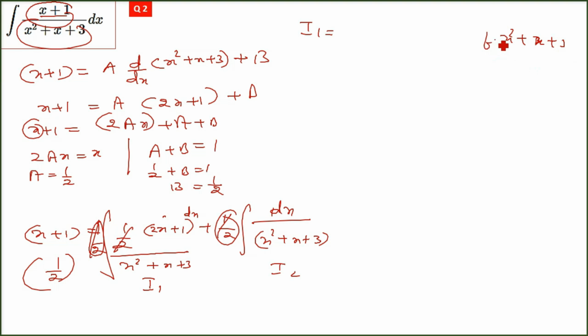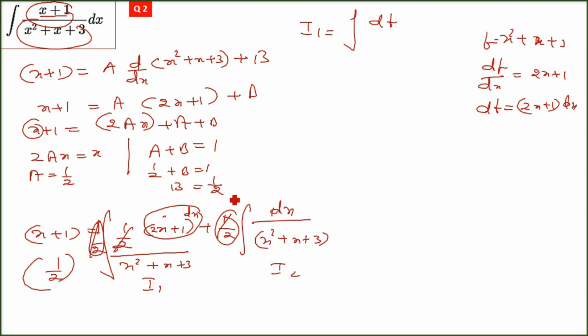When you take t equals x square plus x plus 3, dt by dx will be equal to 2x plus 1. We have already differentiated it. So dt will be equal to (2x plus 1) dx. That's what we are going to take. (2x plus 1) dx, the numerator, is already dt. The denominator we have taken as t, x square plus x plus 3.